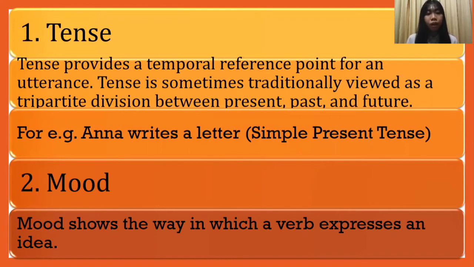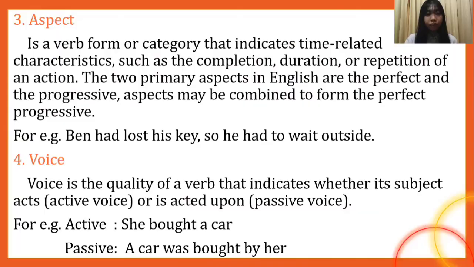For example, Anna writes a letter. Second, mood. Mood shows the way in which the verb expresses an idea. Okay, third, we have aspect.